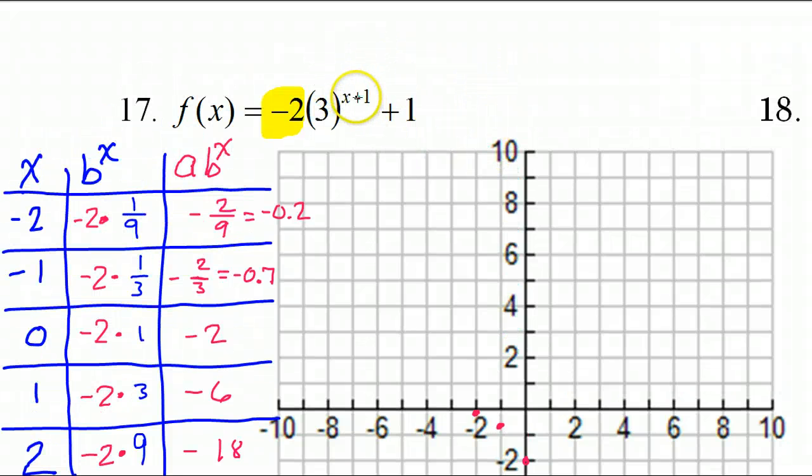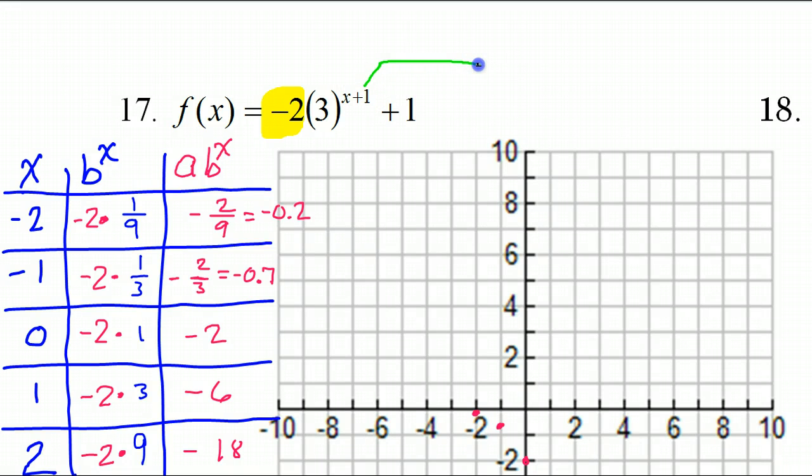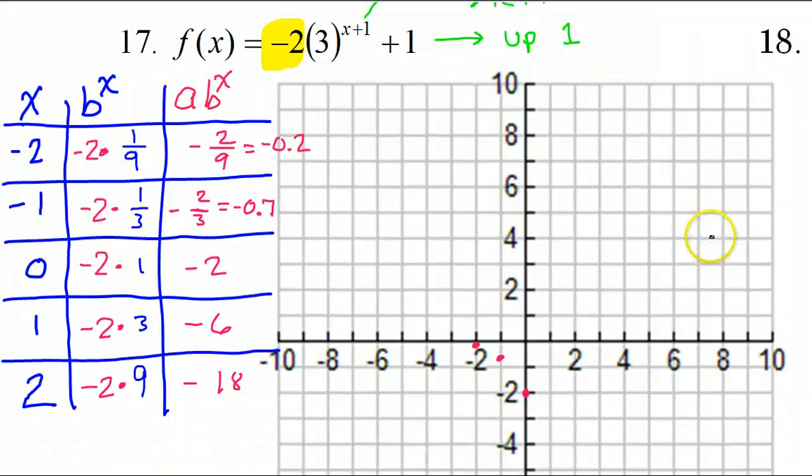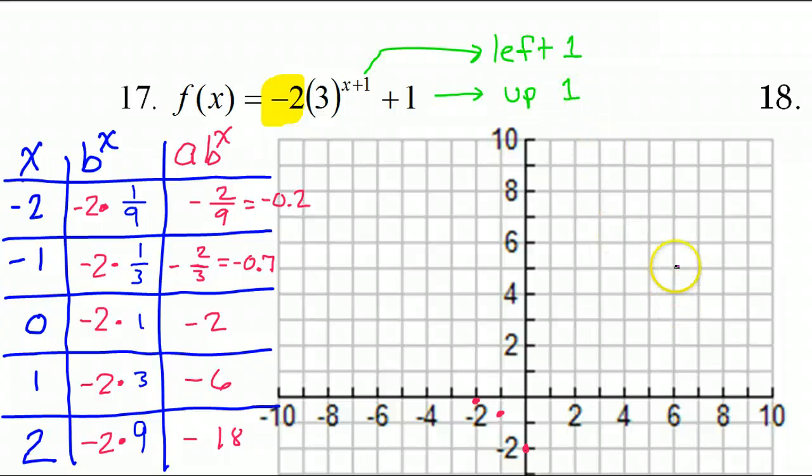Now, to get my actual answer, I still need to do the transformations here. I need to do the +1 and the other +1. So please understand that this +1 is going to send us to the left 1, whereas this plus 1 is going to send us up 1. Remember, this is sort of the opposite of what you would normally think, so left 1 and up 1. So I just need to take these 4 points and move them left 1, up 1.